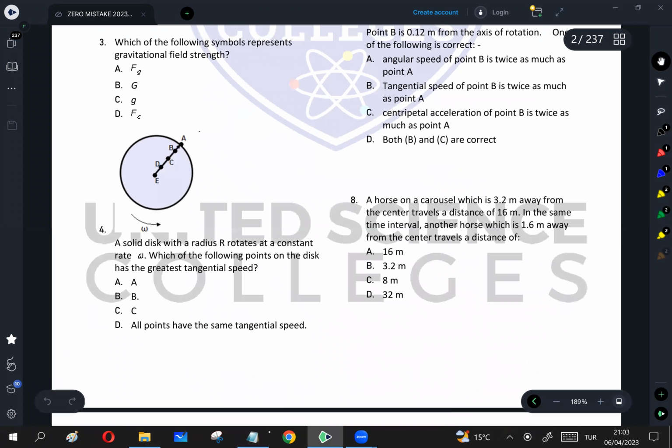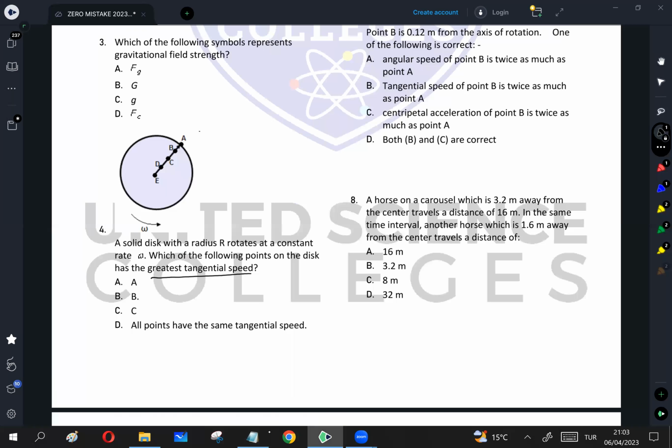It tells that a solid disk with a radius r rotates at a constant rate, which is omega, and constant angular speed. Which of the following points on the disk have the greatest tangential speed? We know this disk is a rigid object, so omega for every single point is the same. Then tangential speed is going to be r times omega.